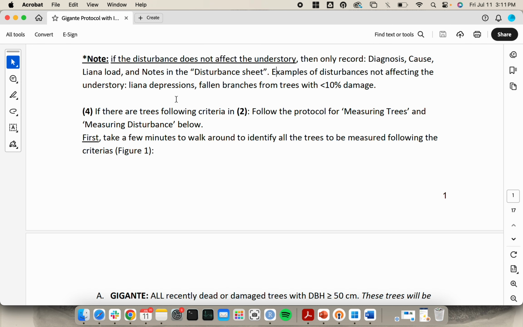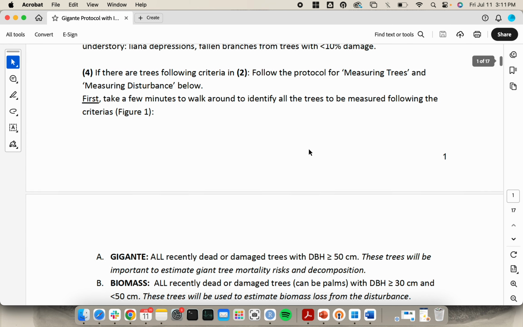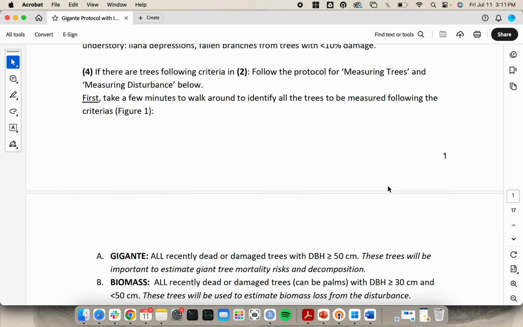Okay, so if you find gigante trees, so trees with diameters at breast height higher than 50 centimeters, but that are damaged, so they have damage caused by this disturbance, this month. If they have old damage, let's say 3 months ago they lost some branches, it doesn't count. It has to be damaged by the current disturbance. Then you have to start taking measurements for the gigante site.